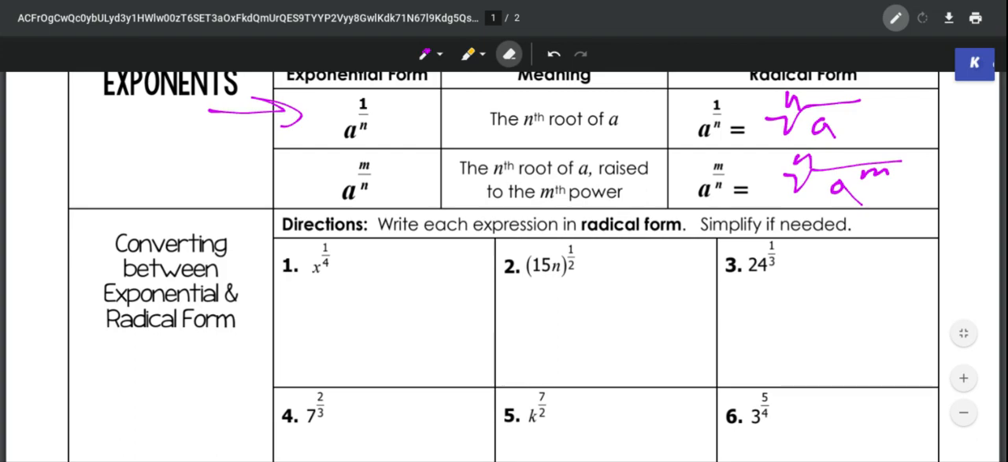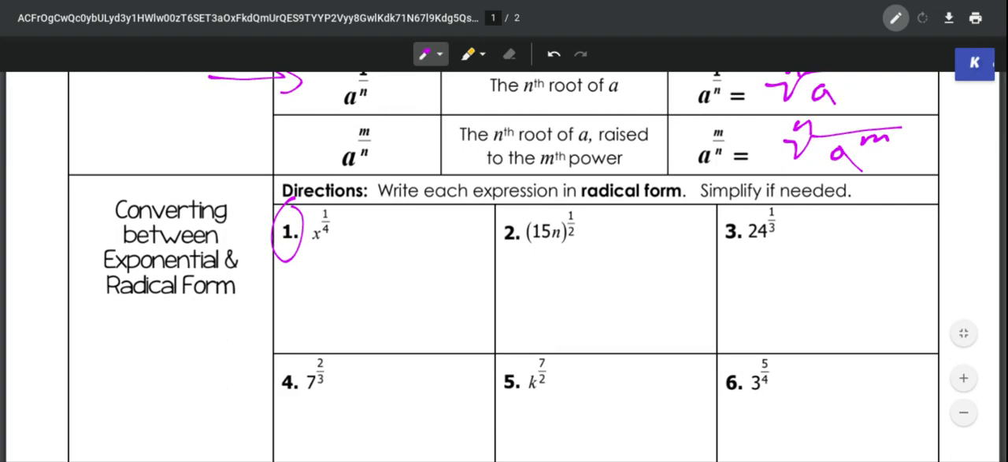So for number 1, we have x to the 1 over 4. We're going to rewrite x under a radical. That denominator of 4 in our exponent tells us that that's the index for this root, which is actually a fourth root. Now, let's look at number 2. We've got 15n. That's going to go under our radical to begin with. Then that denominator of 2 in our exponent tells us that this is a radical with an index of 2, and that's just a square root.